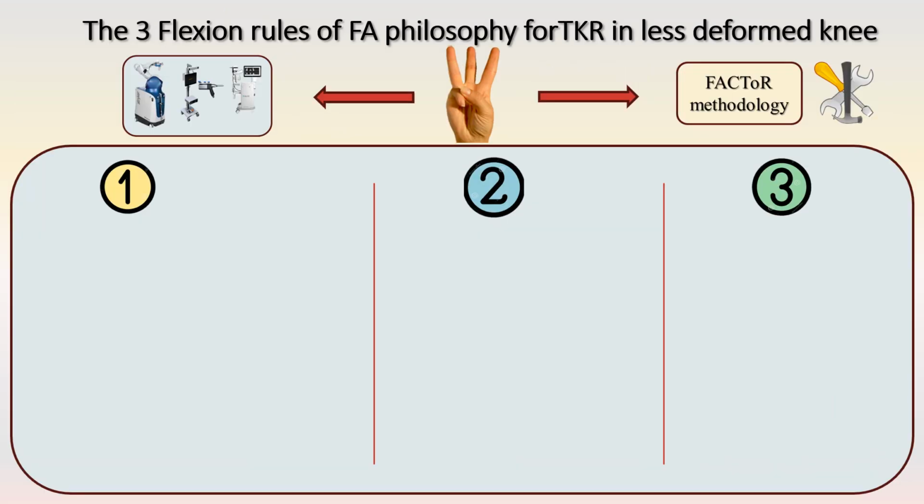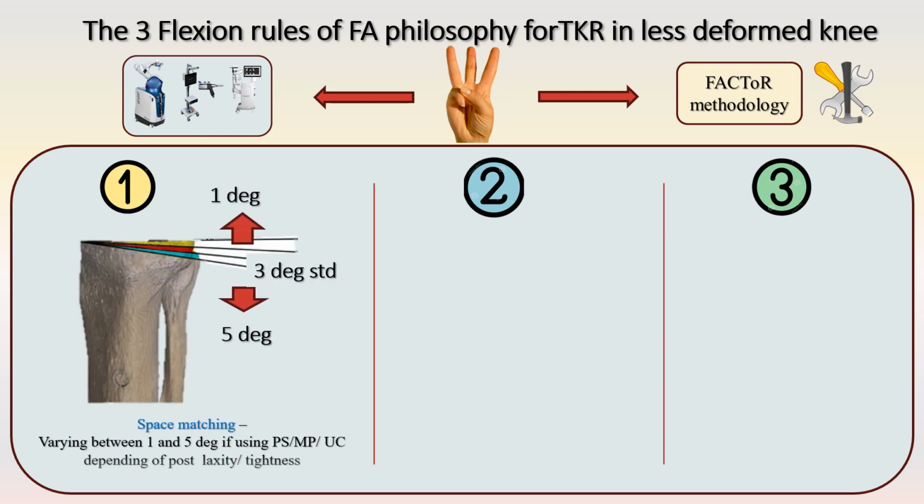It's important to keep in mind that there are 3 flexion rules of FA philosophy for TKR in the less deformed knee. And this is true both for robotics as well as the factor methodology. Rule number 1, flexion rule, is that we have to space match the slope based on our assessment of the flexion space, and we vary it anywhere between 1 and 5 degrees for whatever design takes off the PCL. If you have a PCL, then you have to shape match and dial in the same native slope.